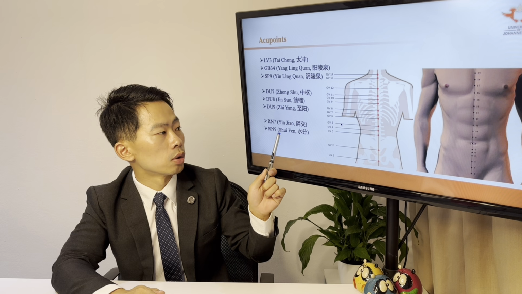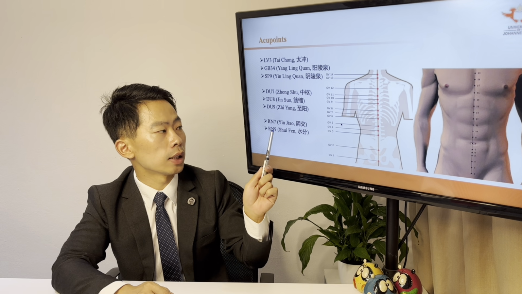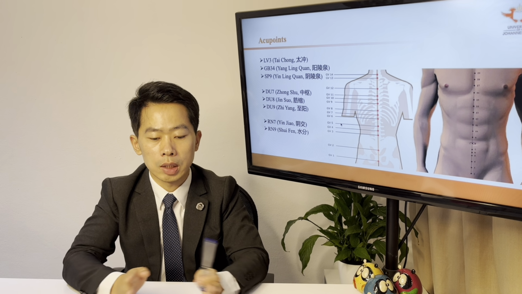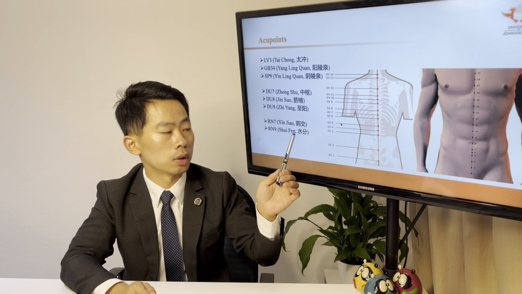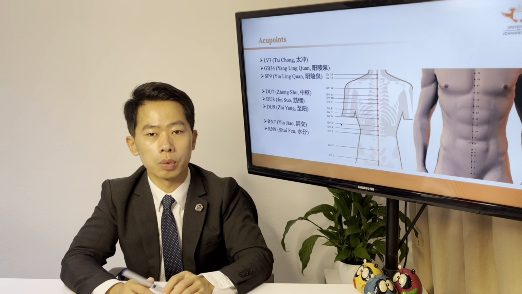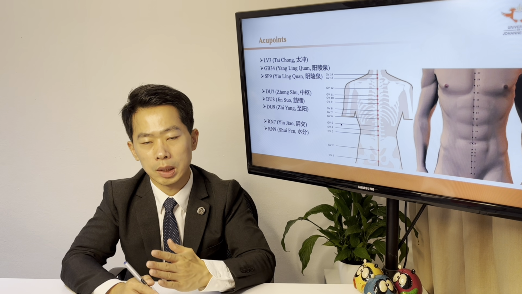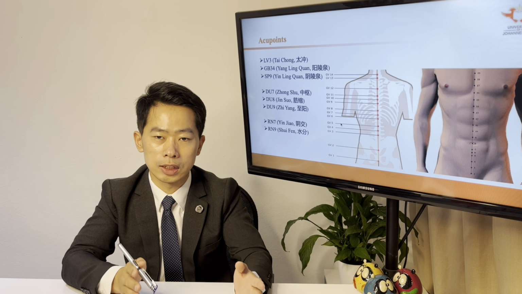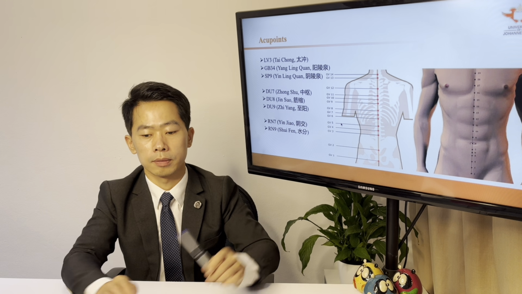Shuifen, 水分: 水 is water, 分 is separate. So Shuifen can be used for water disorders. You separate the water, sending it to the large intestine or to the bladder. For example, it can be used for edema and water disorders, because you separate the water to the areas or organs where it is supposed to be. So for water disorders, you can use Shuifen.